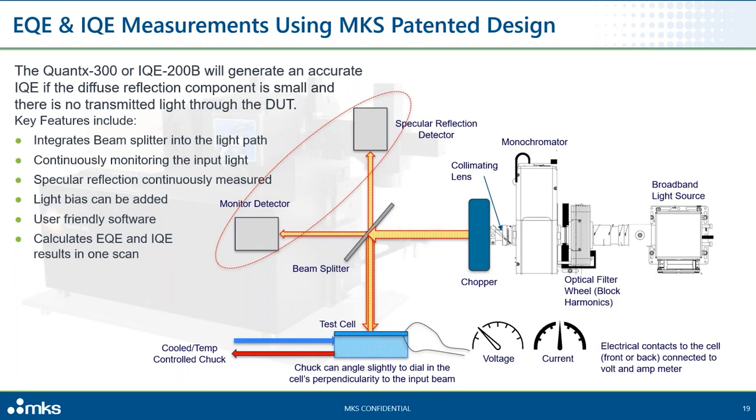The key piece here is that this is all done so that there's no temporal changes in the light energy. If there was anything that changed in your light source, the monitor detector and the reflection detector would be measuring those two simultaneously in real time. So as we had mentioned in the previous examples, you had to basically move the detector out of the way and then slide in your device under test. And so if anything changed between those two setups, you could have some error. This one, it's monitoring the light in a continuous way in real time.